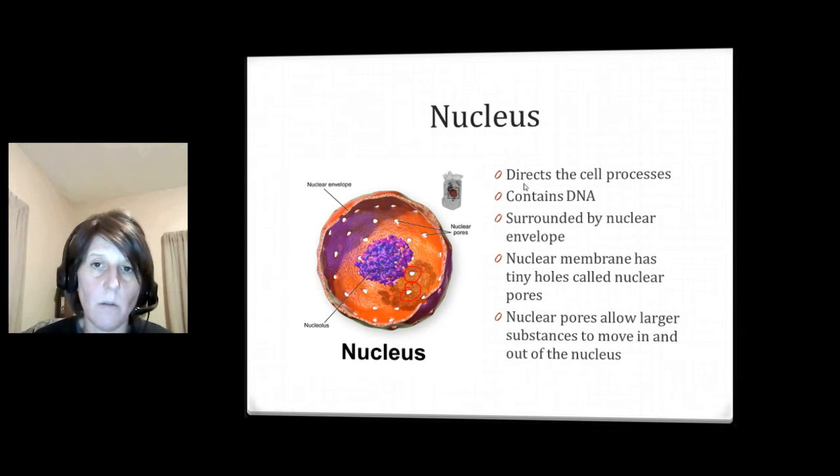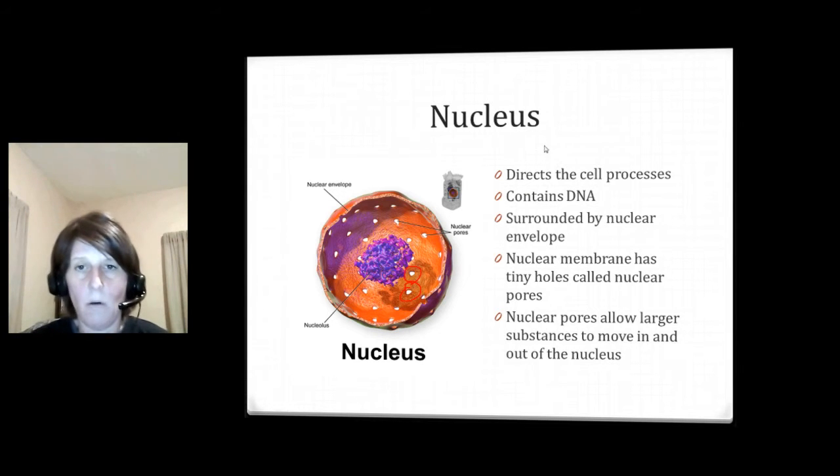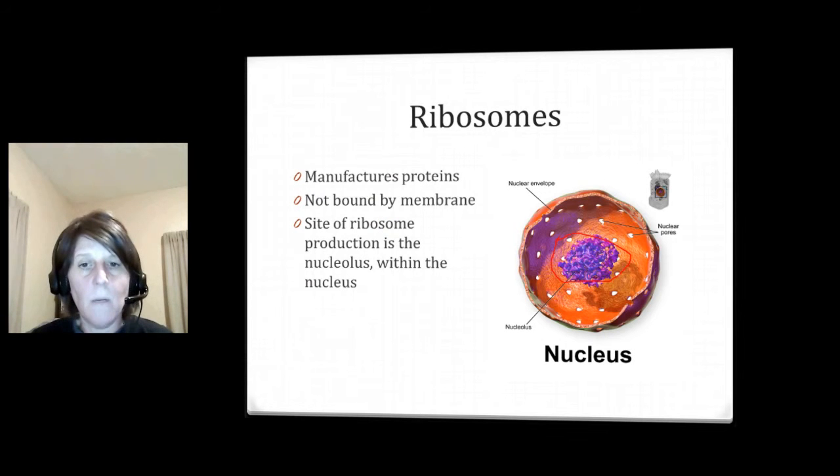momentarily. So inside of the nucleus, the nucleus is responsible for directing all the cell's processes, and it contains DNA. And as we said in the previous cell, the nucleus is surrounded by what's called a nuclear envelope or nuclear membrane. And in that membrane, there are tiny holes called nuclear pores. And like we talked about, larger substances can move into and out of the nucleus through those holes.